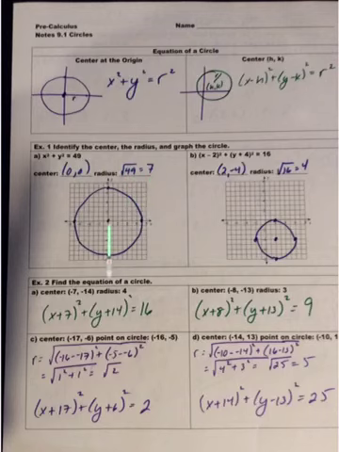So I plotted the point (0, 0). I then went right 7, up 7, left 7, down 7, and tried to draw the best circle I could. Don't stress if your circles don't look great. Mine don't either.